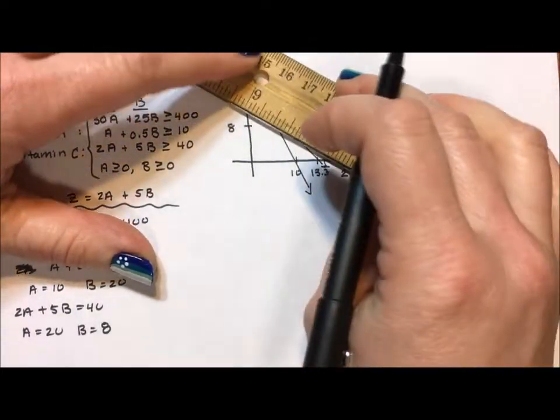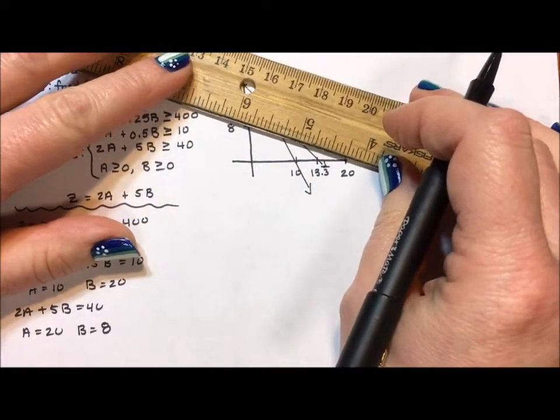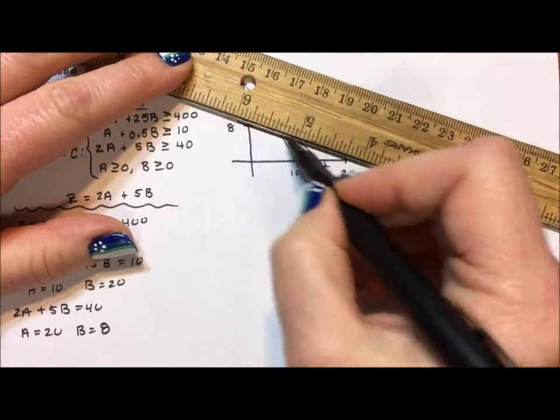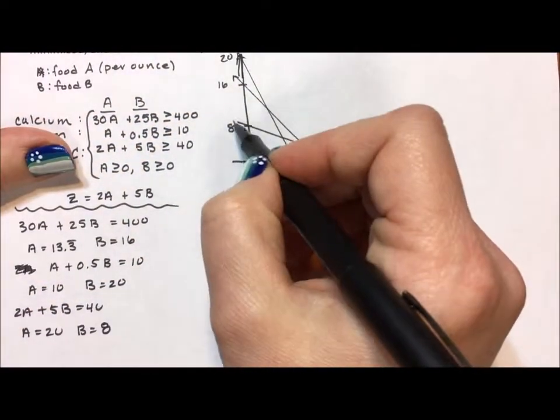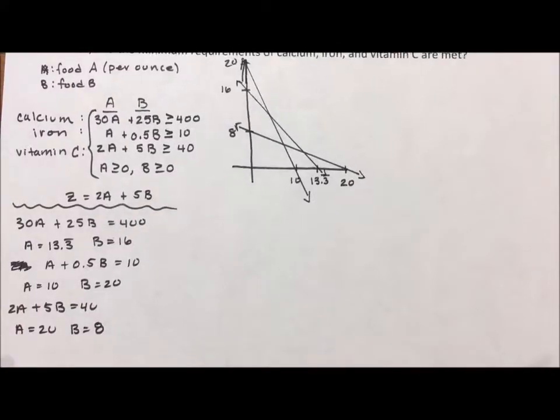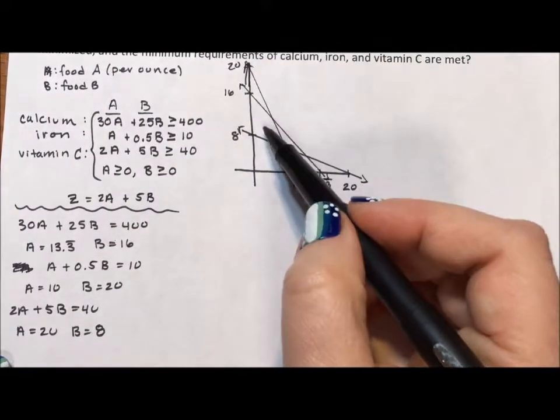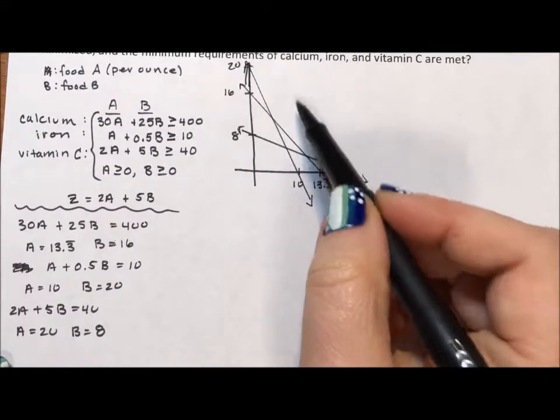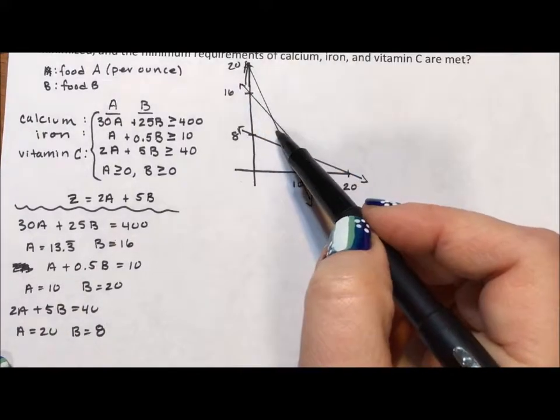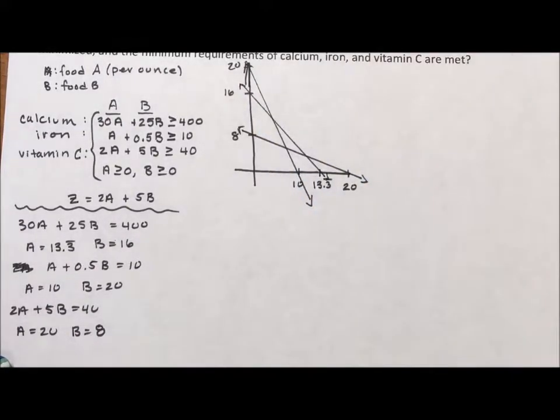And the 8 and the 20 go together. Okay, so here's my basic graph. Now I need to do the shading because I have all of these different regions, and I need to know which region is the important region.